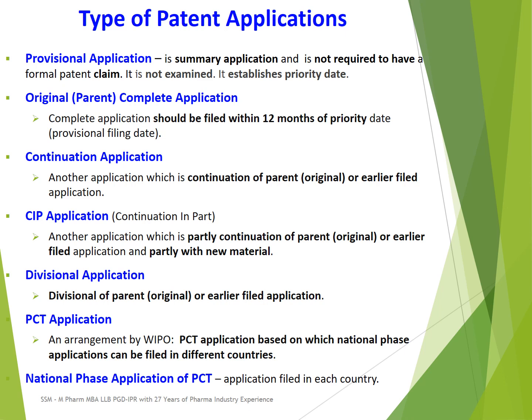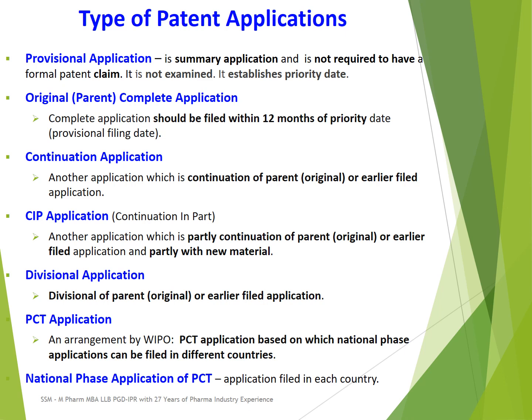In this example, suppose you want to claim narrowly only one product, and he wants to modify that product also. In order to modify the product which he has claimed from the original parent application, he will add new material. That new material will modify the product. That's why this application is called CIP, because partly it has material of the parent or original application and partly it has new material. Partly it is a continuation of the earlier application, partly it is with new material.